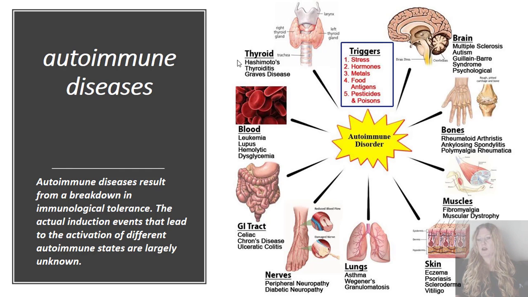Some of the ones that are maybe a little bit more known would be Graves' disease, lupus, asthma, eczema, psoriasis, rheumatoid arthritis, fibromyalgia, multiple sclerosis, autism, and Crohn's disease.